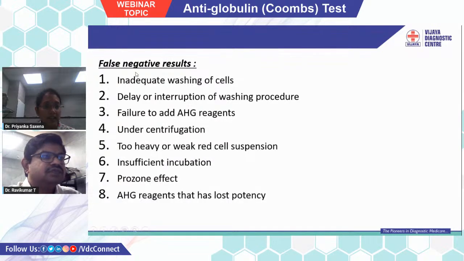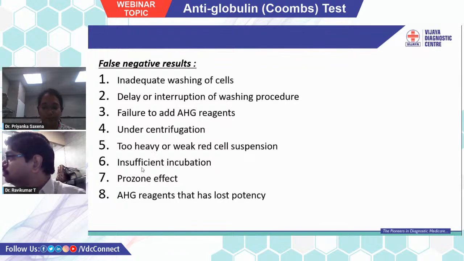False negative results occur when there is inadequate washing of the cells, delay or interruption in the washing procedure, failure to add anti-human globulin reagents, under centrifugation, too heavy or a weak red cell suspension, insufficient incubation, prozone effect, or anti-human globulin reagent that has lost its potency. Now, this prozone effect is nothing but a false negative reaction which occurs if there is antibody excess in the sample. These antibodies, when they are in excess, will neutralize the antigenic sites on the RBCs, thereby preventing their agglutination and giving a false negative reaction.